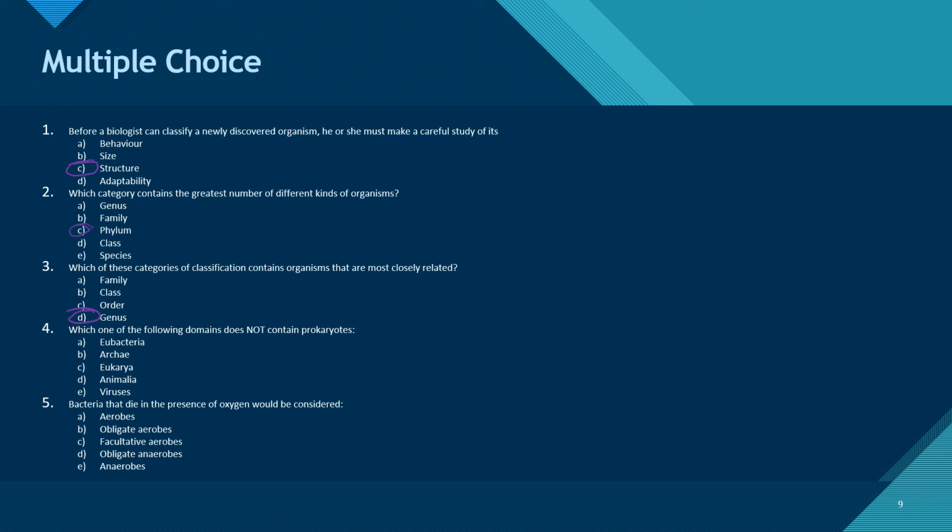Which of the following domains does not contain prokaryotes? Of course, the only correct answer here is eukarya, because you can't have prokaryotes in eukarya. And bacteria that die in the presence of oxygen would be considered obligate anaerobes. We didn't necessarily talk about this, but anytime you see the prefix an in front of a word, that means they don't do it. So that's just something to think about. And overall, we are finished learning about biodiversity.